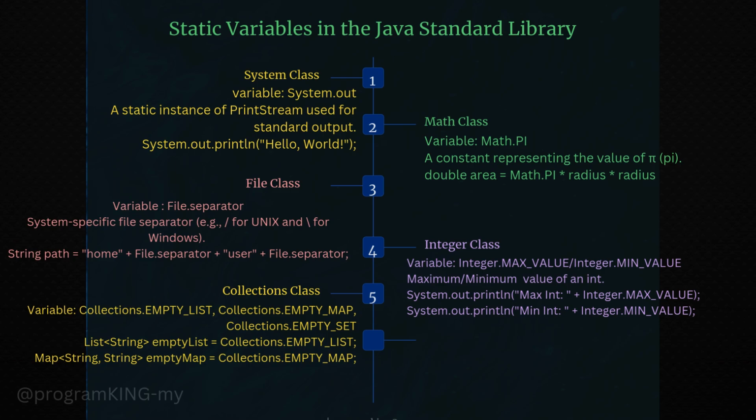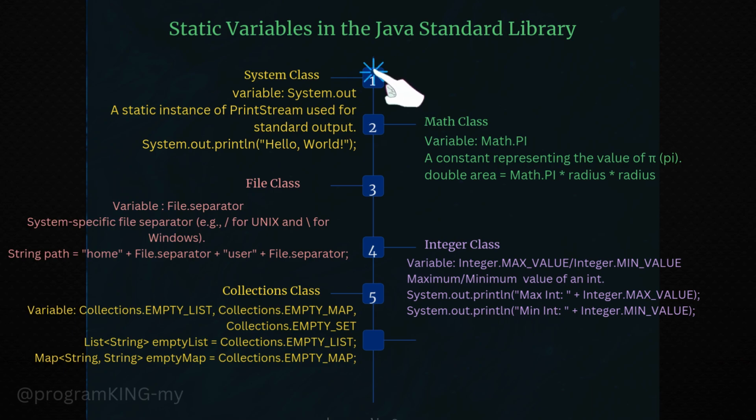Let's dive in. System class. First up, the System class and its famous System.out. This is a static instance of PrintStream used to print output to the console. For example, System.out.println("Hello, World"). It's your go-to for printing messages, debugging, or just saying hello to Java.